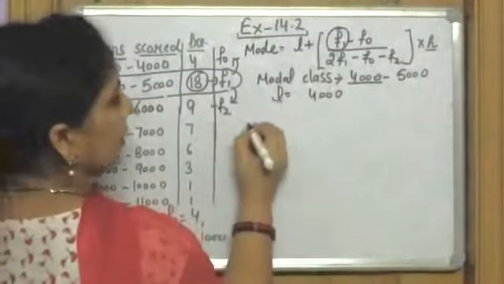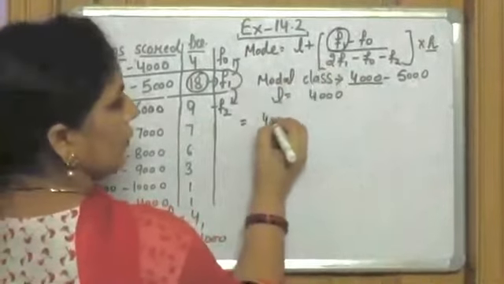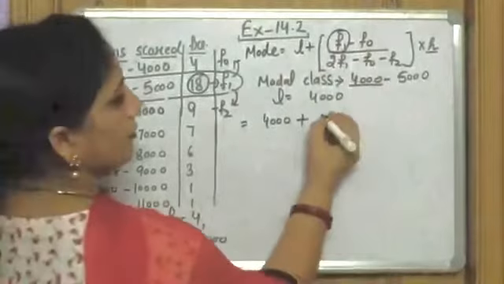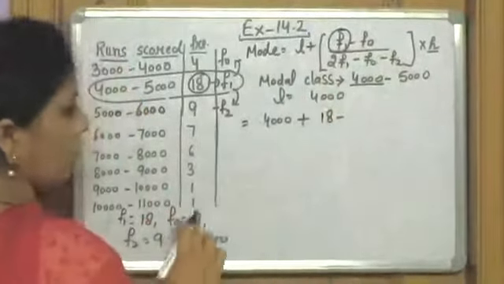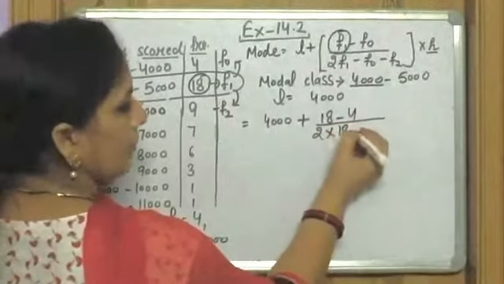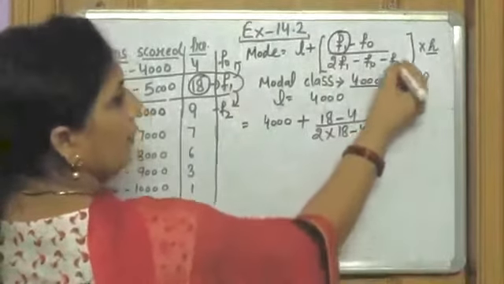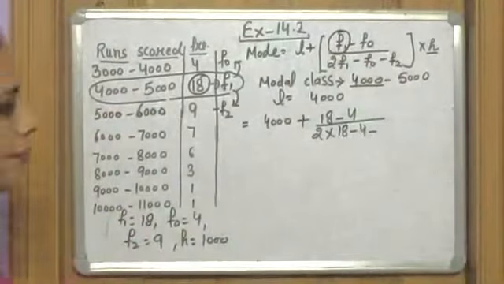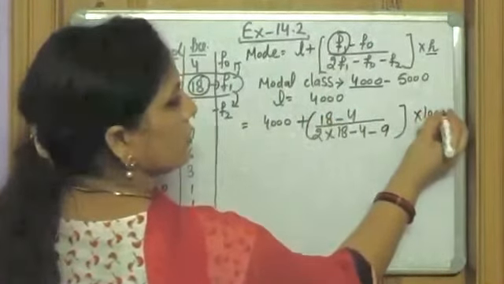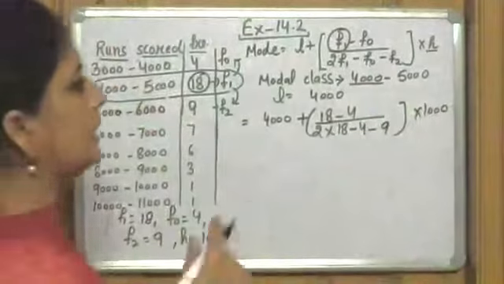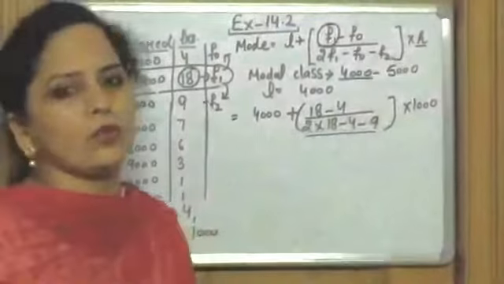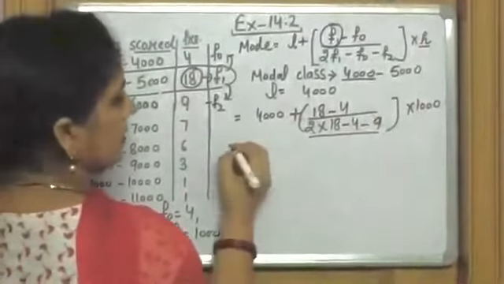Now let's start. First of all, L, which is 4000, plus F1, which is 18, minus F0, which is 4, divided by 2F1, 18, minus F0, 4, minus F2, which is 9, and multiply by H, which is 1000. First of all, calculate the term in the bracket. After that, we will solve 4000 and 1000. So first of all, solve these terms.